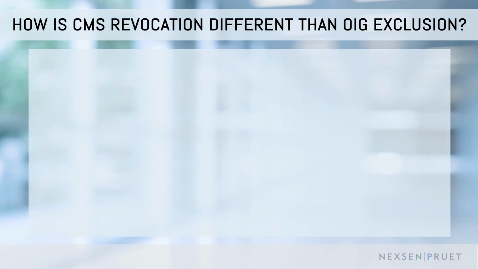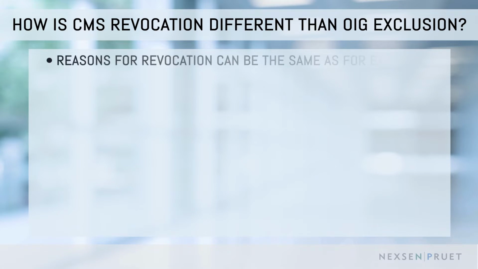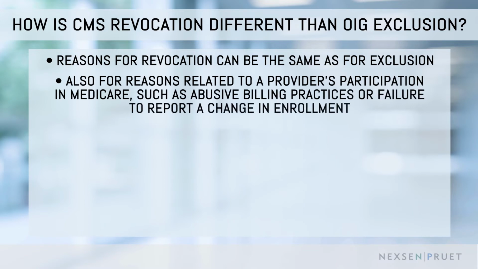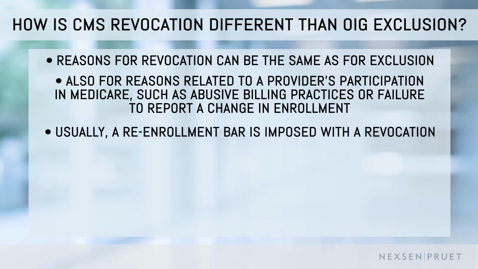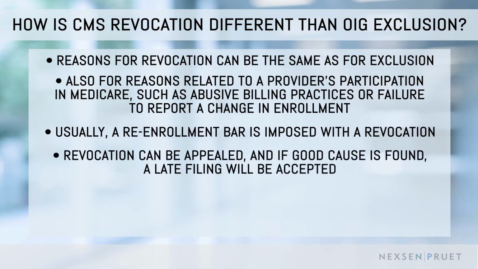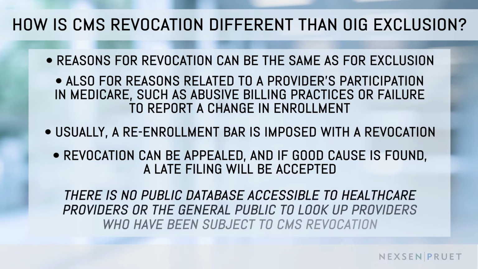It is different in a few ways. The reasons for revocation can be the same as for exclusion, but also for reasons related to a provider's Medicare participation, such as abusive billing practices or failure to report a change in enrollment. Usually, a re-enrollment bar is imposed with a revocation. A revocation can be appealed, and if good cause is found, a late filing will be accepted. There is no public database accessible to healthcare providers or the general public to look up providers who have been subject to a CMS revocation.